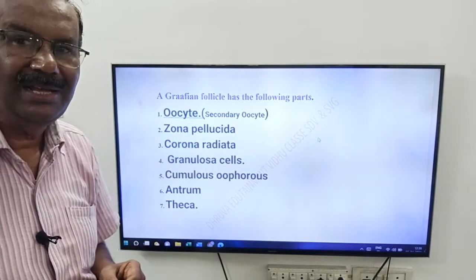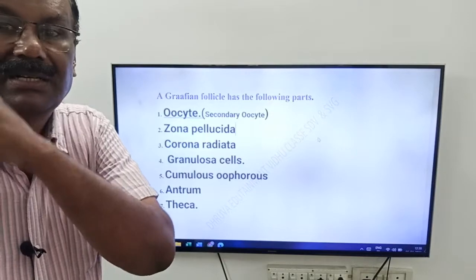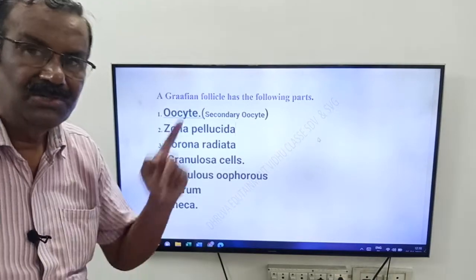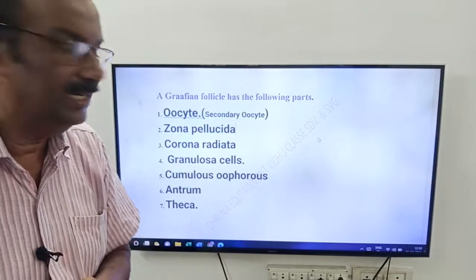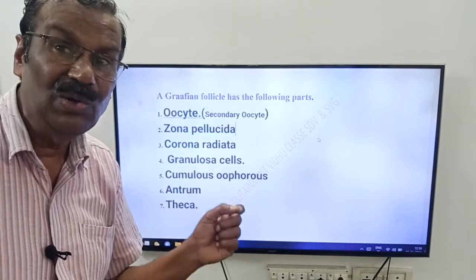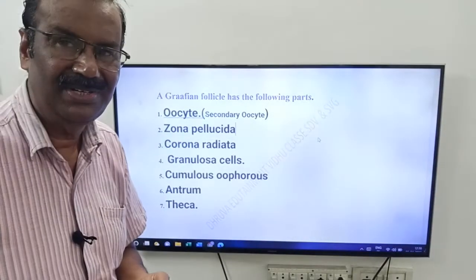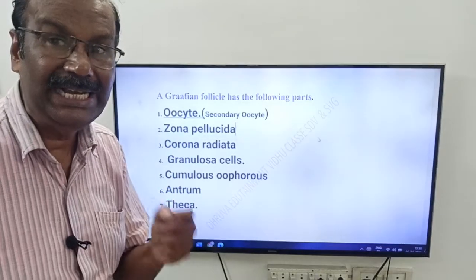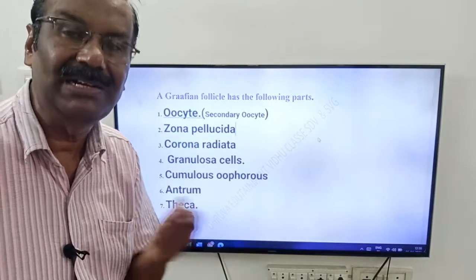Number two, zona pellucida. It is a layer of the ovum, friends. It is not a layer of the Graafian follicle. Inside the Graafian follicle, we have the ovum, that is the secondary oocyte. Third one, friends, corona radiata. Number four, granulosa cells or membrana granulosa. Fifth one, cumulus oophorus. Sixth one, antrum. Seventh one, theca. Outer layer, friends: external theca and internal theca.